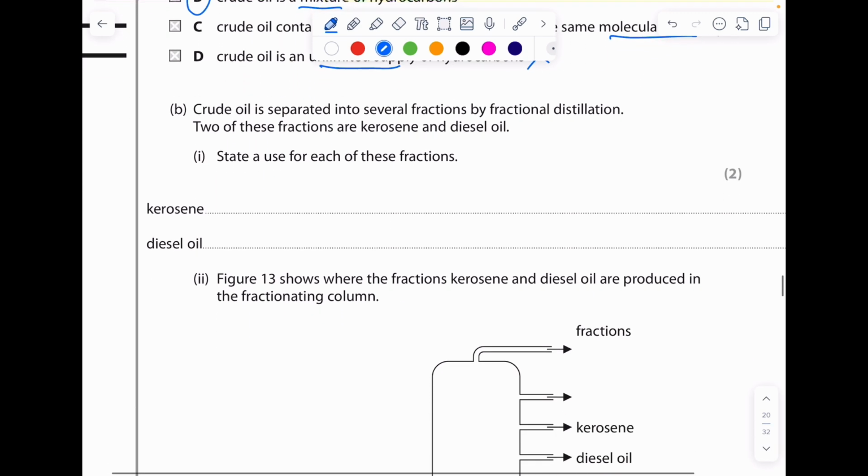Crude oil is separated into fractions by fractional distillation. Two of these fractions are kerosene and diesel. Give a use for these. So kerosene is used as jet engine fuel, so for aeroplanes, and diesel is used as a fuel in larger vehicles, for example lorries. 1 mark for each one.